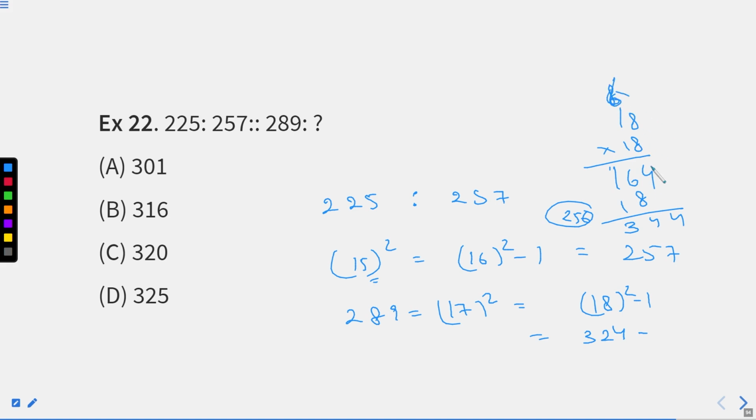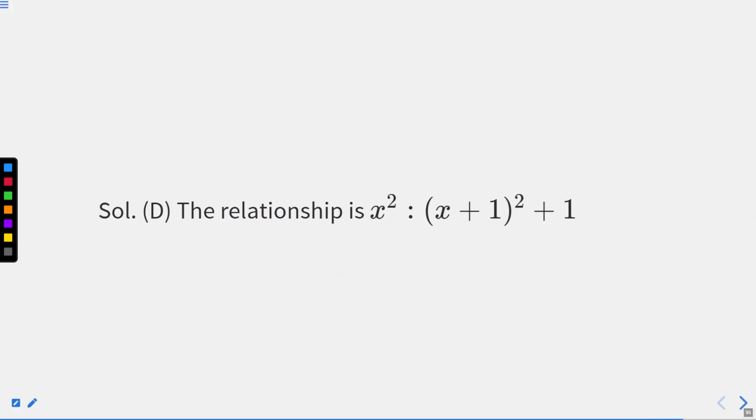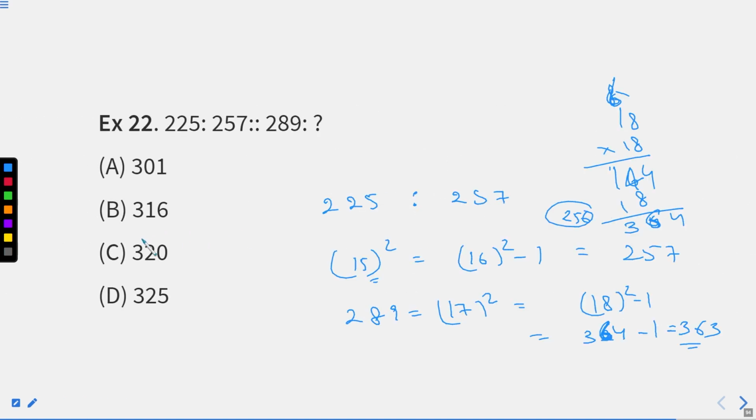We are going to have 6 here, and it's going to be 14, and then we will add this. We're going to have 64, right? What are we going to get? 364. I hope this part is also clear, right? So if we minus 1, we are going to get 363. You can see the option is not matching here. It means there is a problem in the options, right? Or we can check it again.